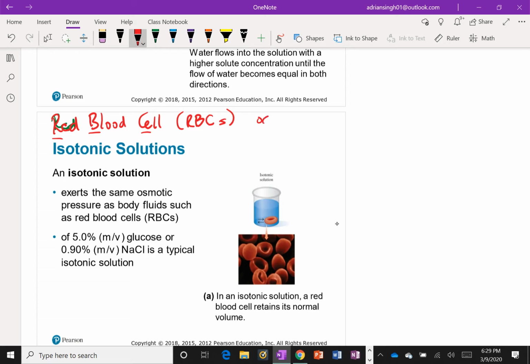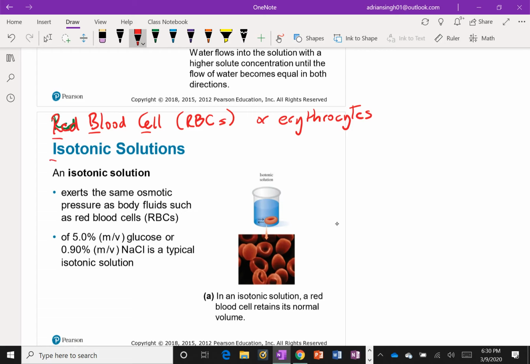Or the technical name for them are your erythrocytes, right? And where do you find red blood cells? In your blood. What do red blood cells do? They carry oxygen, right? So they transport oxygen to the cells that are actively respiring that need that O2, that oxygen. In order for the red blood cells to function effectively, they have to maintain their shape. And what helps maintain their shape is the amount of water that they have in them. So red blood cells can find themselves in different types of solutions.